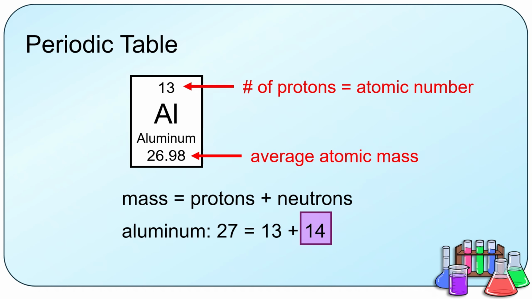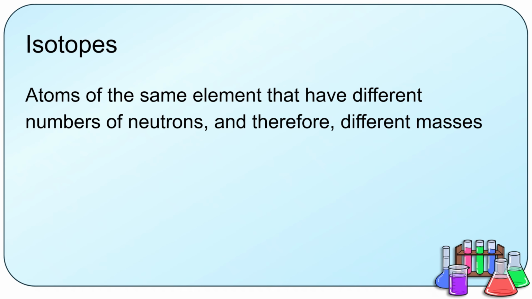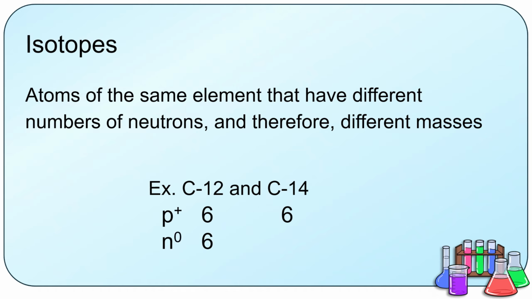That's going to lead us into isotopes. Isotopes are atoms of the same element that have different numbers of neutrons, which means that they have different masses. Here's an example. Carbon-12 and carbon-14 are both carbon atoms. All carbon atoms have 6 protons because the atomic number of carbon is 6. But carbon-12 has a mass of 12, which means that it has 6 protons and 6 neutrons, while carbon-14 has a mass of 14, which means it has 6 protons and 8 neutrons.